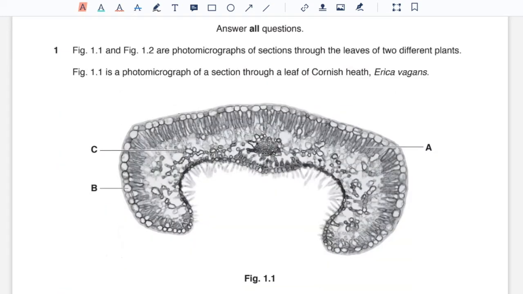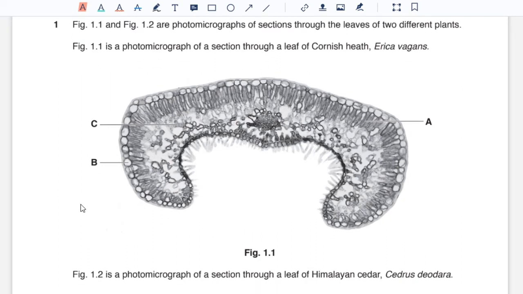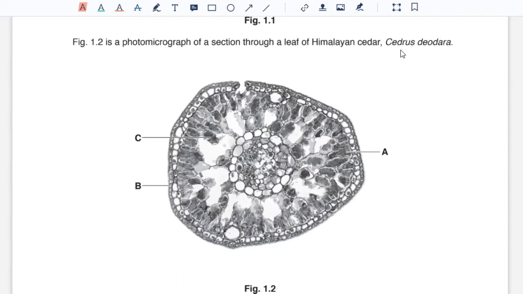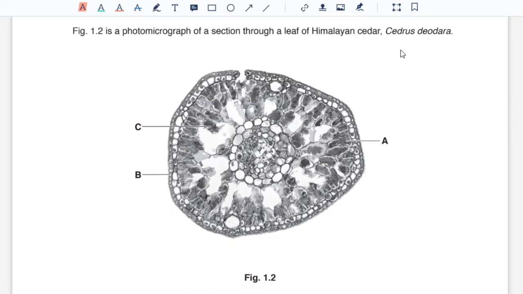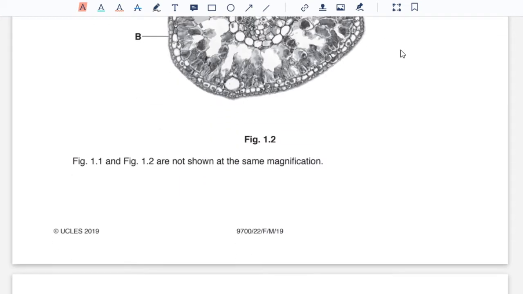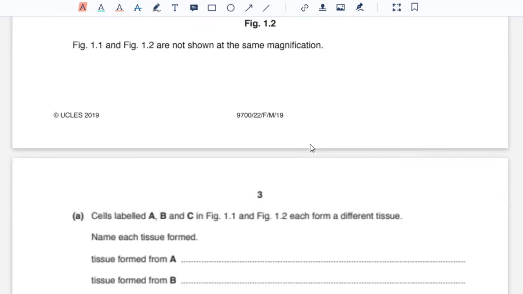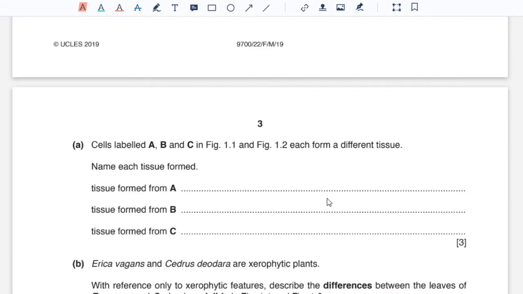Figure 1.1 and Figure 1.2 are photomicrographs of sections through the leaves of two different plants. Figure 1.1 is a photomicrograph of a section through a leaf of Cornish heath, named Erica vagans. Figure 1.2 is a photomicrograph of a section through a leaf of Himalayan cedar, known as Cedrus deodara. Figure 1.1 and Figure 1.2 are not shown at the same magnification. The cells labeled A, B, and C in Figure 1.1 and 1.2 each form a different tissue.